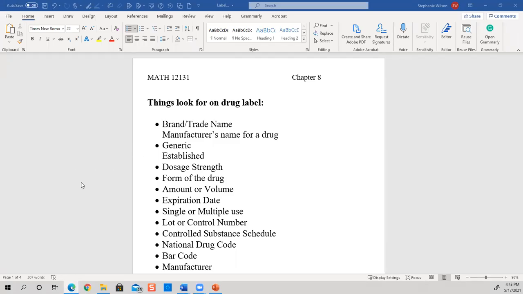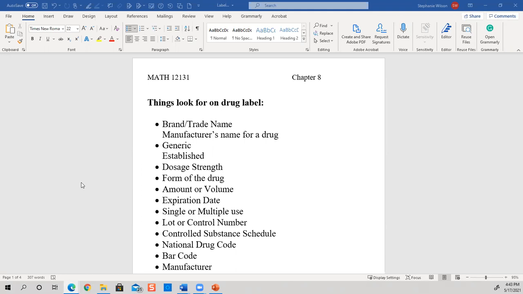Chapter 8, Understanding Drug Labels. So on drug labels, we have all this information on it, plus sometimes we have information in the package, plus the pharmacist gives you more information as well. On a drug label, we have to determine what is the name of the drug.